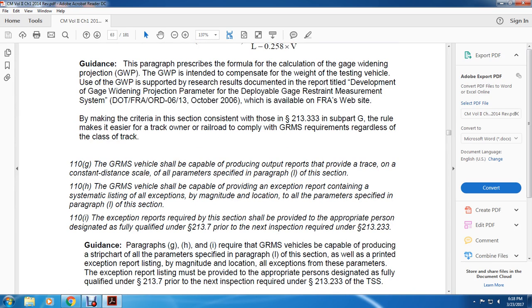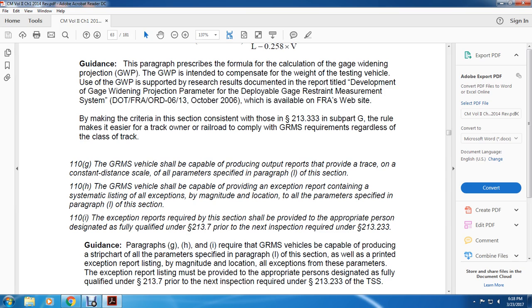The paragraph prescribes the form of the calculation of the gauge widening projection. The gauge widening projection is intended to compensate for the wheel load of the test vehicle, using the gauge widening projection supported by the research documented in the report, Development of Gauge Widening Projection Parameter, Deploying Gauge Restraint Measurement System, FRA ORD 06 1-13, October 2013, available at the FRA website.